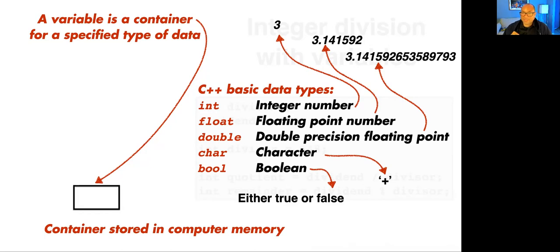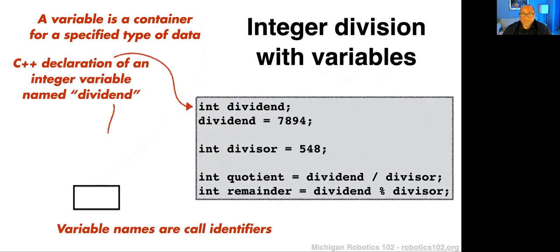We can have characters, so that's just a single character. In this case, this is our plus character. It could be an A, it could be a B, it could be a digit, but really it's just representing a character of text. And then we also have Booleans, which take on one of two values, either true or false. And so in this case, our data type is going to be an integer. And so we have to declare that that's going to be the case. When we declare a variable, in this case, integer variable dividend, that will create the container in memory and identify it as dividend.